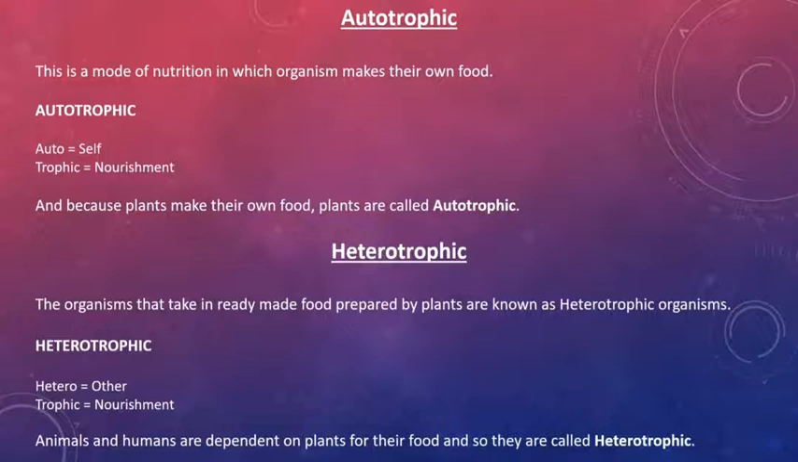The other mode of nutrition is heterotrophic. The organisms that take in ready-made food prepared by plants are known as heterotrophic organisms. Similarly, hetero means other and trophic means nourishment, that is, other nourishment. Heterotrophic organisms are the ones which are dependent on other living organisms for their nourishment. Animals and humans are perfect examples of this, as they are dependent on plants for their food, so they are called heterotrophic.